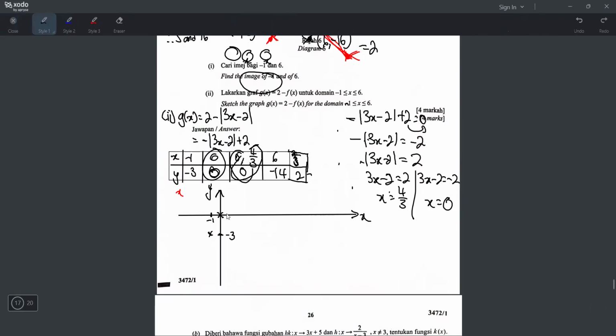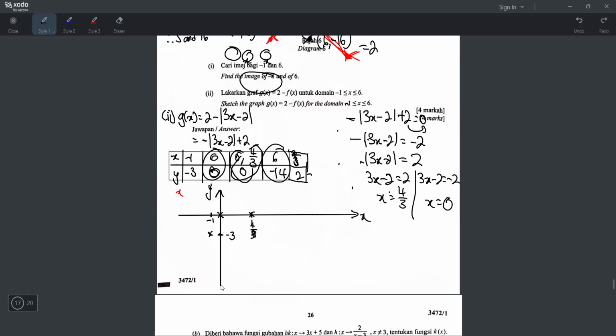Okay, so the correct point is at 4 over 3. So lebih kurang saja lah. So lebih kurang is here, 4 over 3. Right? This one is sketching question. Sketch punya soalan, it doesn't have to be accurate. Like just lebih kurang, agak-agak. Okay, next point is 6, negative 14, which is the last point, like the ending point.